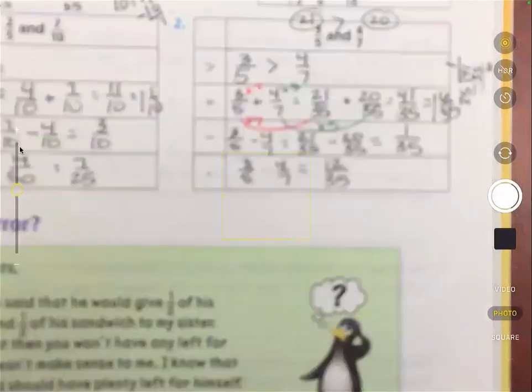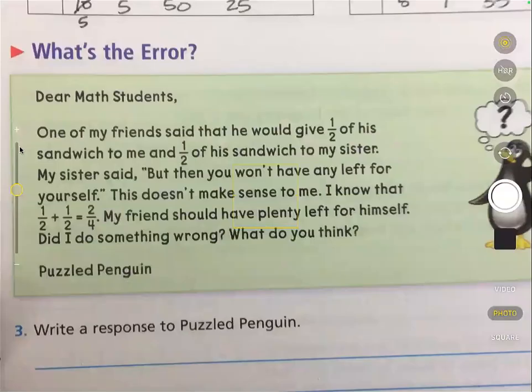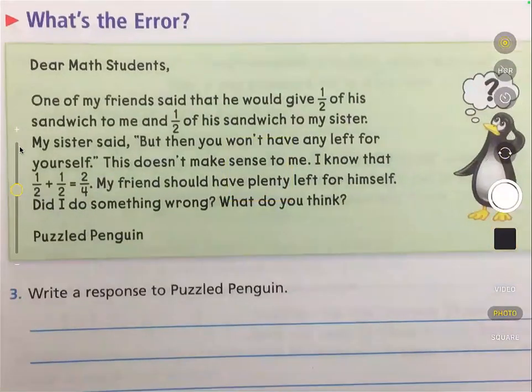All right, Jackson, will you read us what's going on with our dear friend Puzzled Penguin today?